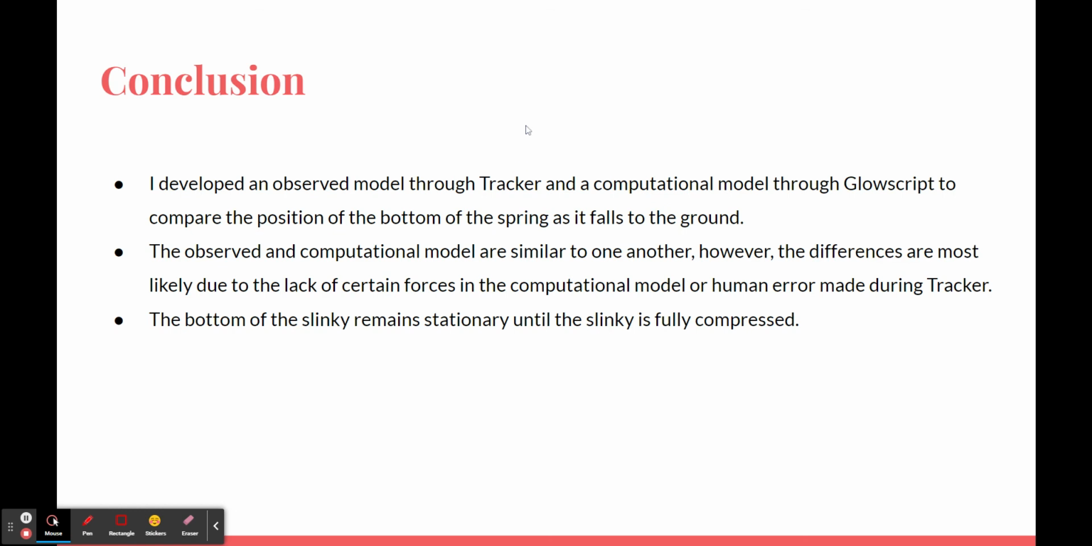In conclusion, I developed an observational model through Tracker and a computational model through GlowScript to compare the position of the bottom of the Slinky as it falls to the ground. The observed and computational models are similar to one another. However, there were some differences, probably due to the lack of certain forces in the computational model or some human error made during Tracker. The bottom of the Slinky does remain stationary until the Slinky is fully compressed. But if we did track the top of the Slinky, it would be very different, so it would be really interesting to add that to our model.